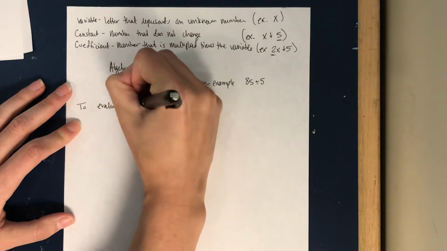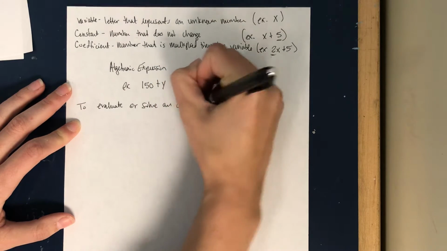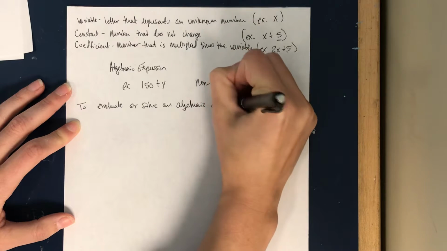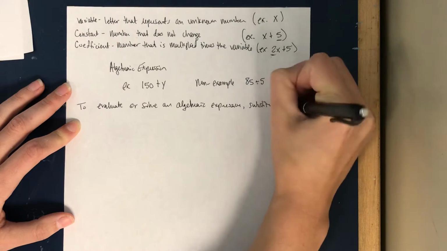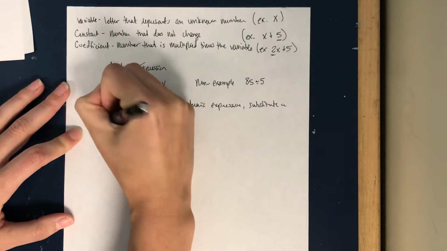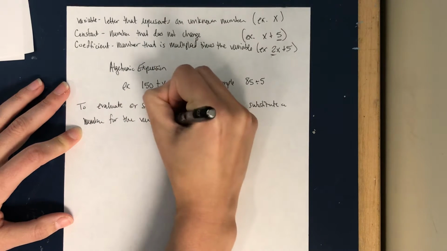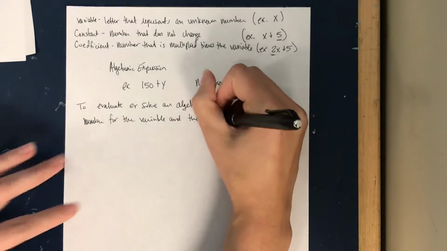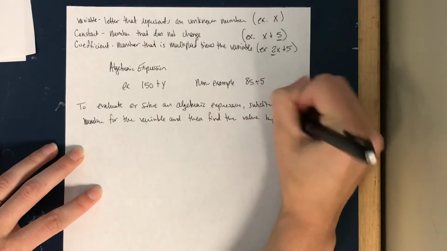So to evaluate or solve an algebraic expression, if I can spell it, you substitute a number, usually it's given to you. So you substitute a number for the variable, and then you find the value by simplifying.